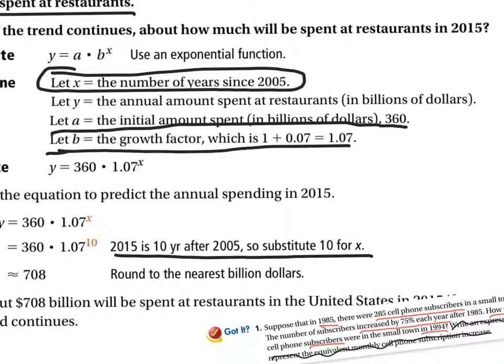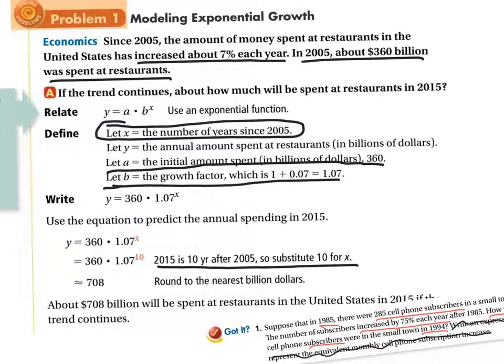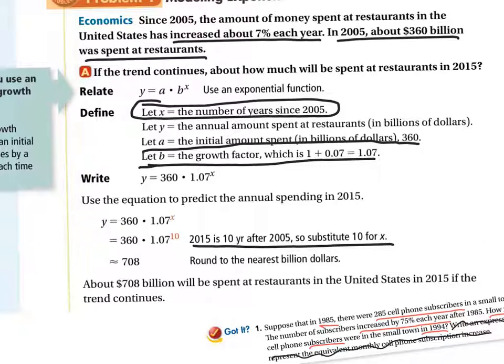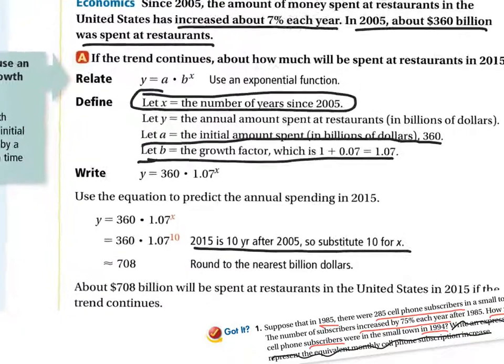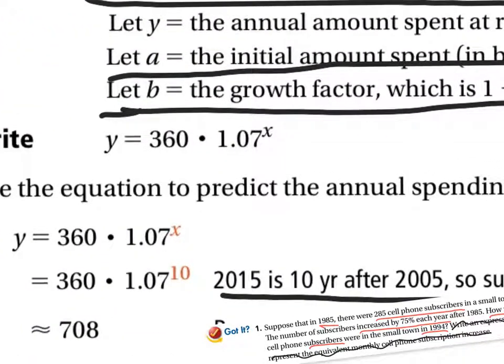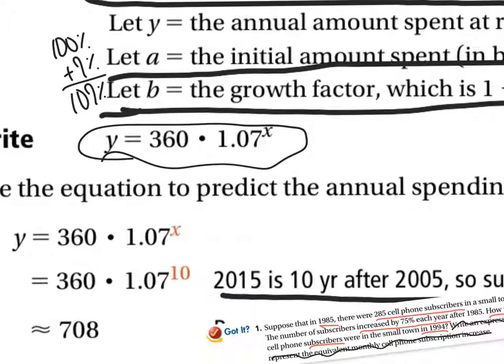So with that information, we can use what they've told us and come up with our equation. A is the initial value, so $360 billion. That's the first value that we know, which was 2005. And then the B, if we had 100% and then it's growing by 7%, that's 107%. Move your decimal 2 spots. Or, like I said, 7% as a decimal is 0.07, and just add that to 1 would be 1.07. So this would be our equation that we're going to be working with for this problem.